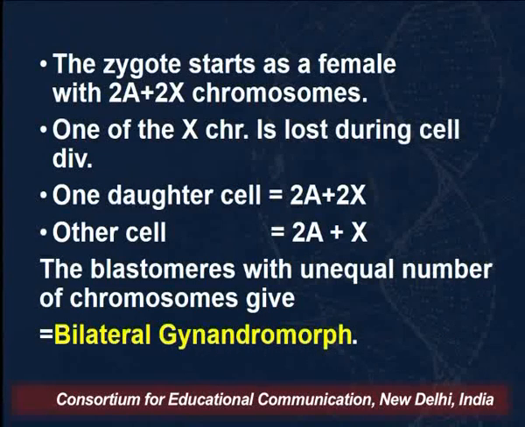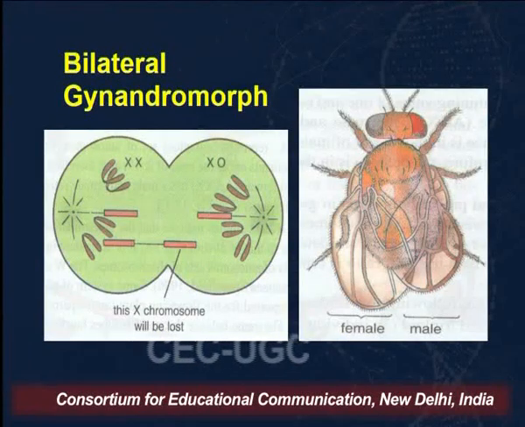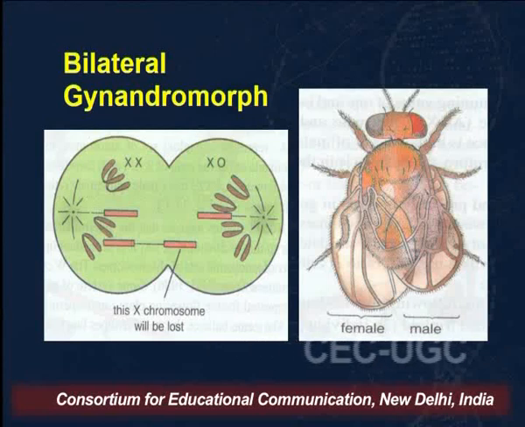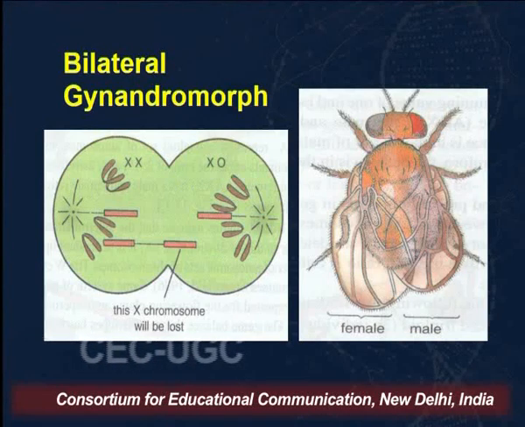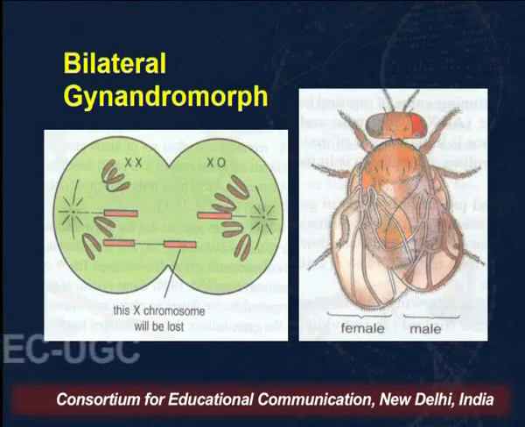What do we mean by a bilateral gynandromorph? As you can see on your screens, the misdivision has taken place. One of the X chromosomes is lost because it did not reach any pole. It was midway and it got lost. And the diagram on the right shows that within the same fly, one of the parts, half, is female and the other one is male.